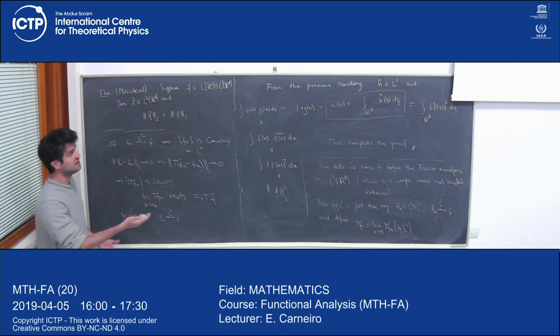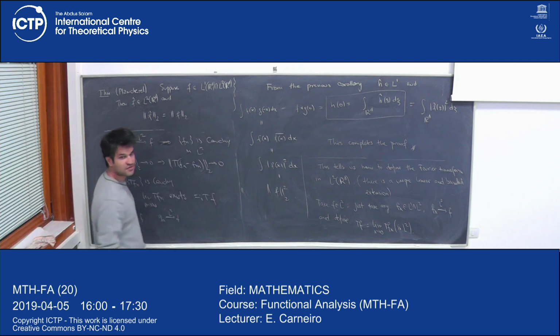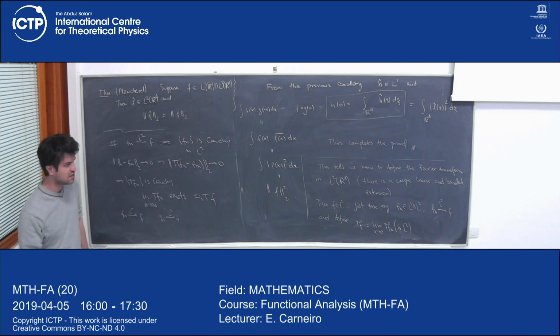So it's just the lift. If you have an isometry on this subspace, there's a unique extension to L2. That's a limit of functions in the subspace. Okay, this object is now defined in L2. Take any function in L2.